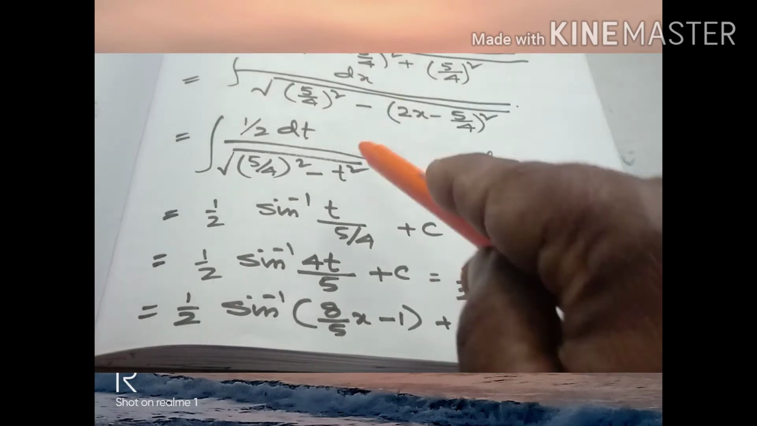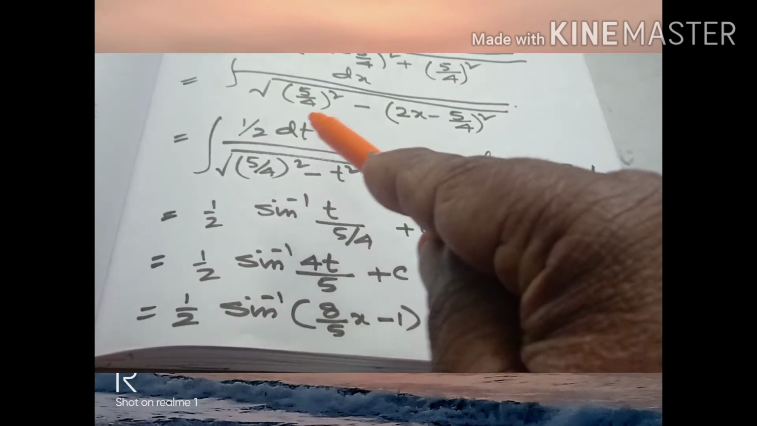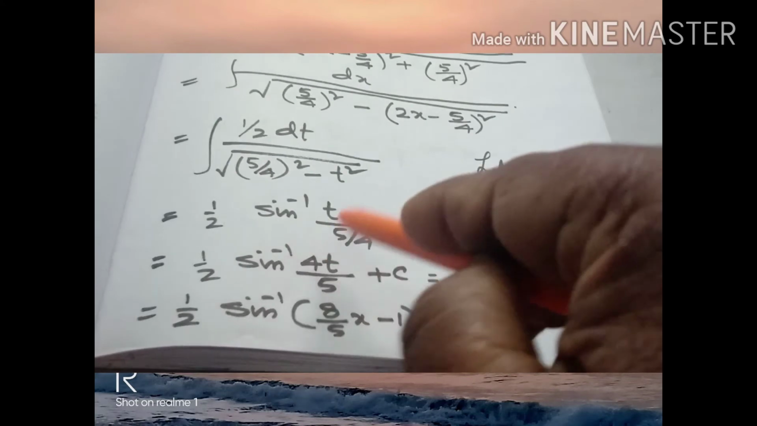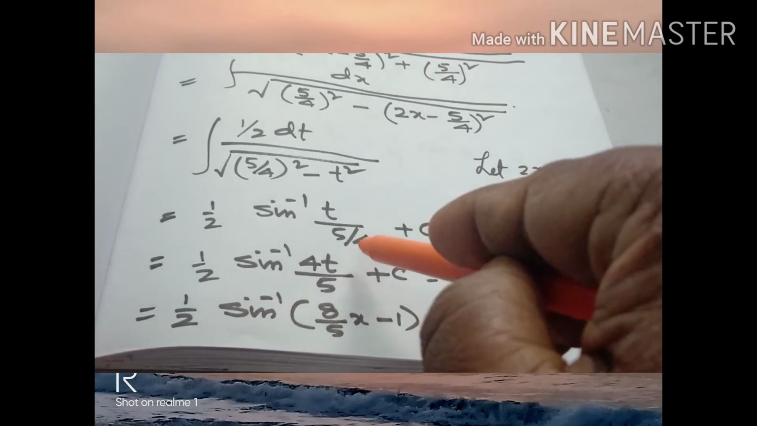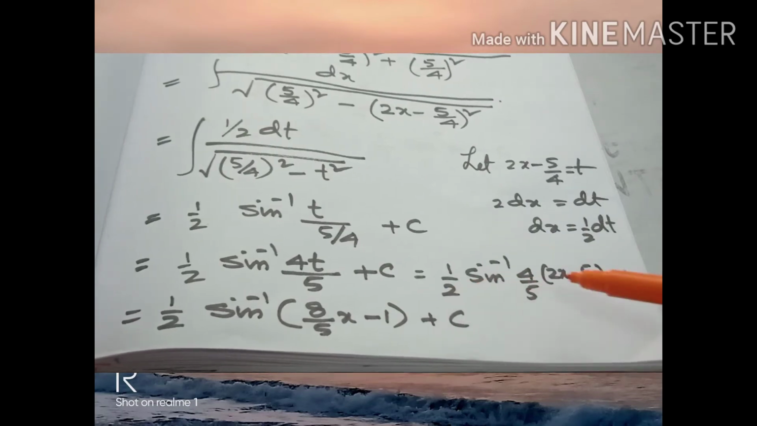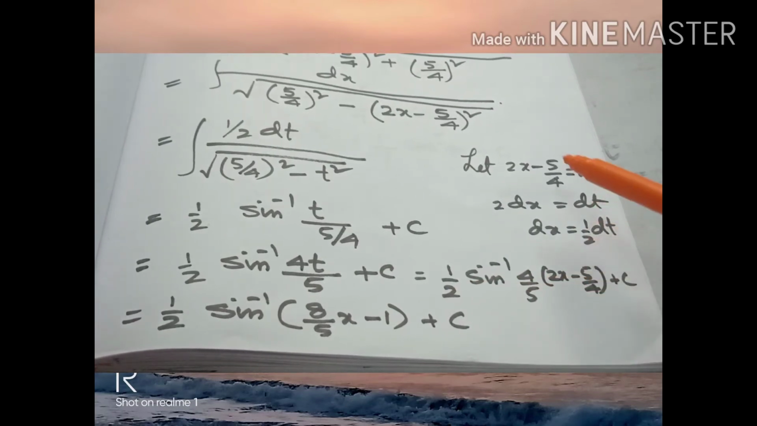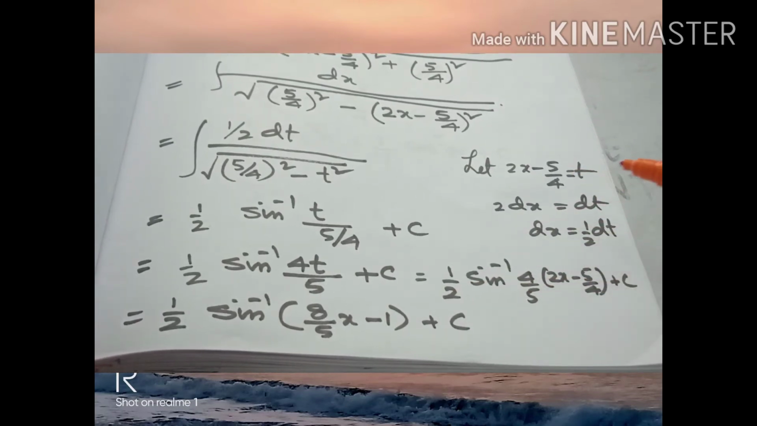So the integration of dx by under root a square minus x square formula is sin inverse x by a. So that formula is applied, and finally putting the value of t, that is 2x minus 5 by 4.